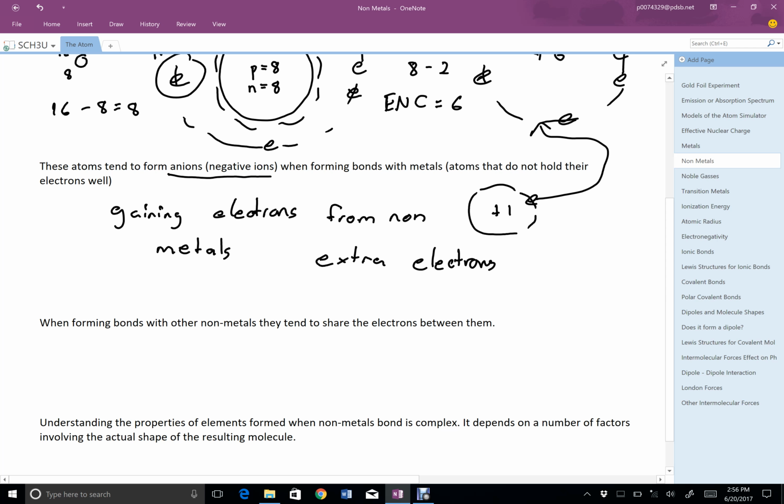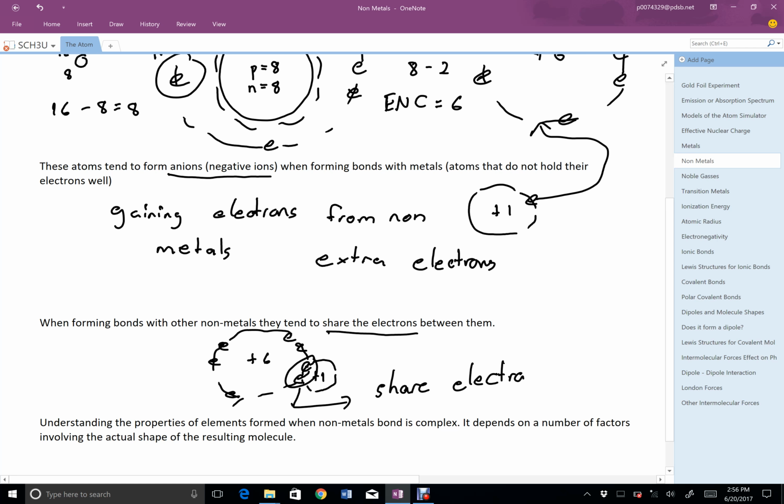When forming bonds with other nonmetals, what they end up having to do is share their electrons with their neighboring nonmetals. So they have to share, see they have a common space here where they share electrons between them. And to understand the overall properties that happen when this happens, instead of a transfer of electrons but a sharing of electrons, we need to get into a whole bunch of complex factors about the actual shape of the molecule and a bunch of other stuff.